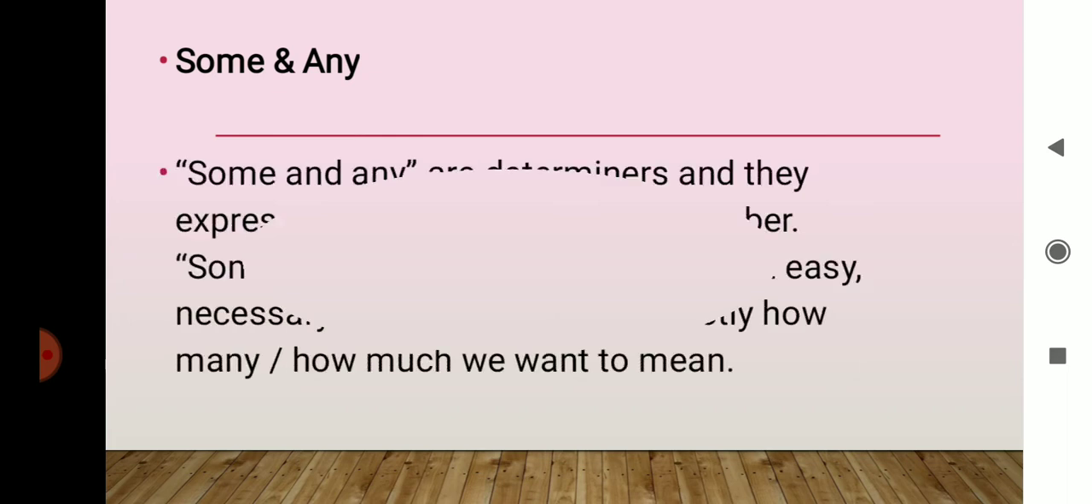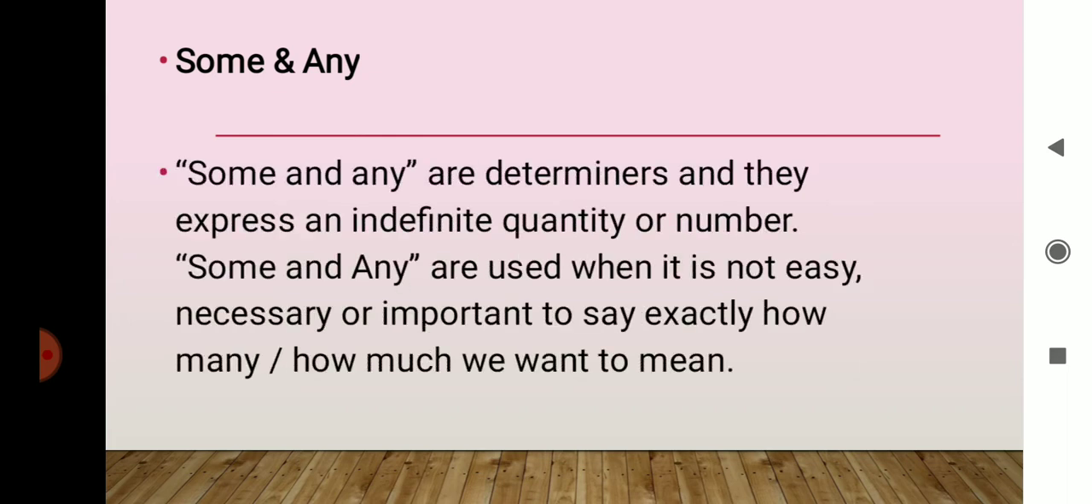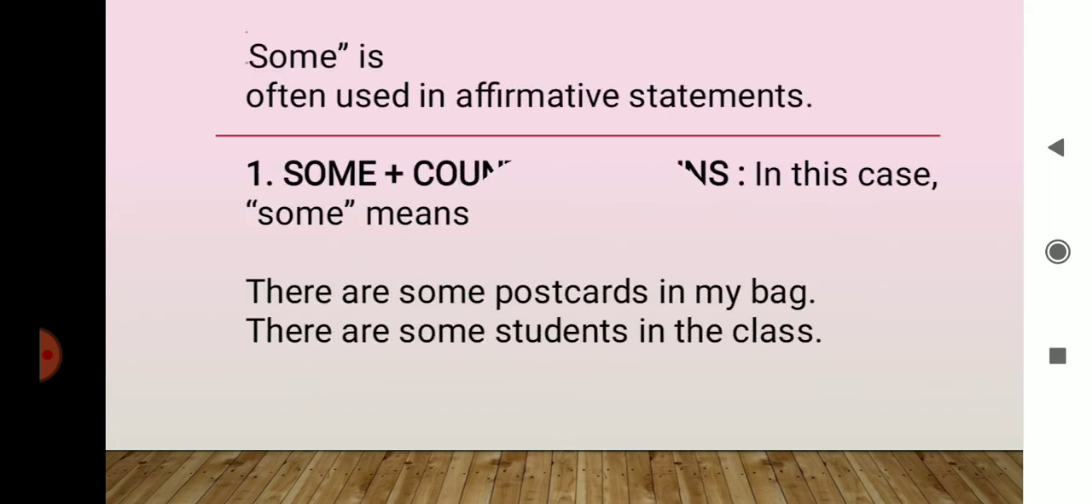Now children, let's see use of some and any. Some and any are determiners and they express an indefinite quantity or number. Some and any are used when it is not easy, necessary, or important to say exactly how many or how much we want to mean.